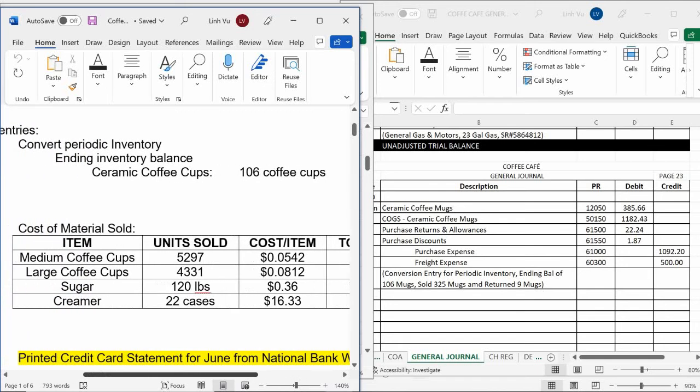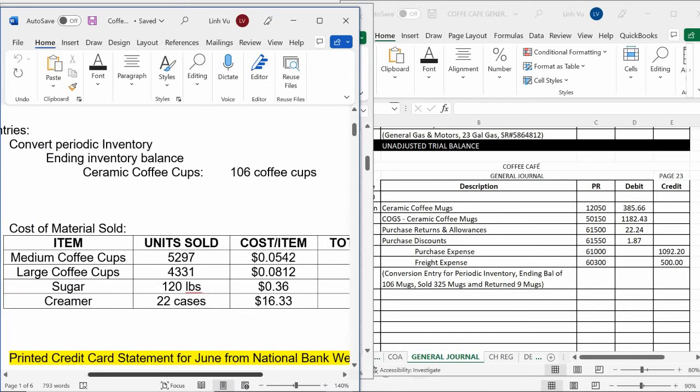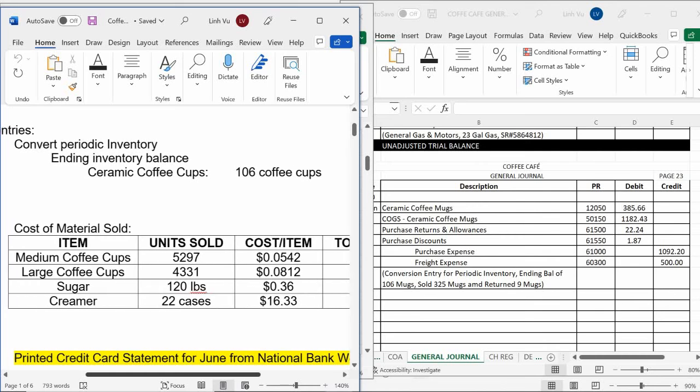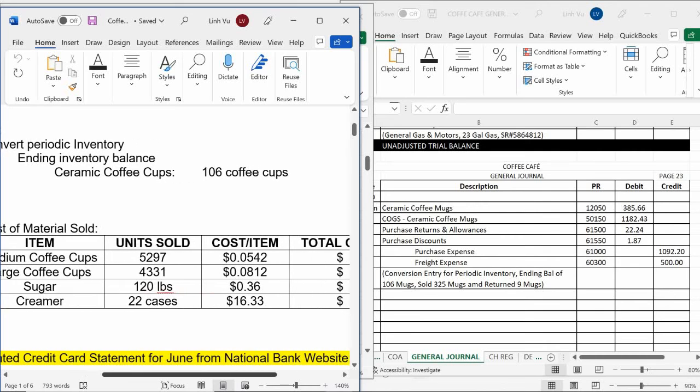So I already did the math. I laid out the formula for you, right? How do I figure it out? My total cost. If I used up a total of 5,297 cups, costing at 0.0542. Now, where does this cost per item come from? I just calculated the total cost. So I calculated all of my cups and divided by my total cost, and that's my cost per item. Okay?